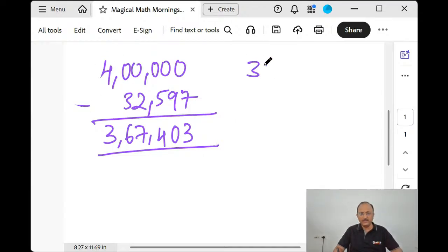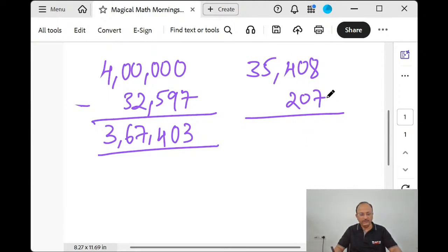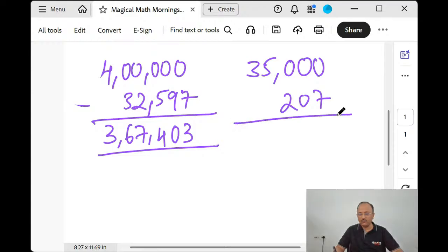For example, 35,000 minus 207. We'll go to those kind of numbers later on. Okay, 35,000 minus 207. What we'll do, whatever is the numbers that are left before this last digit, everything we'll consider and we'll write just 1 less than that. That is 34 we'll write. Instead of 35, we'll write 34. And rest is all from 9, last from 10.